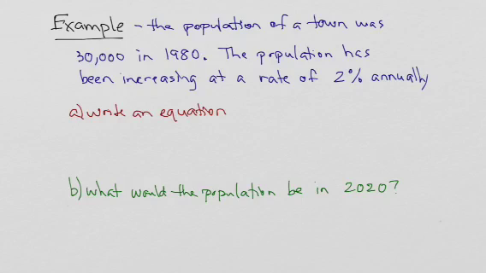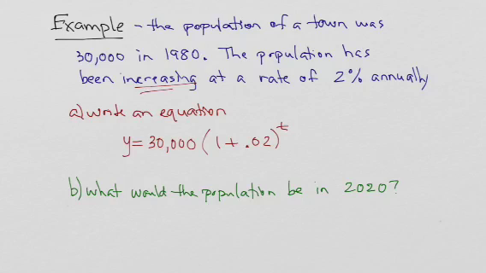So the first thing we want to do is write an equation. So that's y equals, and our starting amount. We started off with 30,000. Now we have this rate, 1 plus or minus. Well, if it's growth, it's plus. It's been increasing. I see that keyword there, so that's plus. And then that percentage rate as a decimal, 0.02. And now my exponent is t for time.